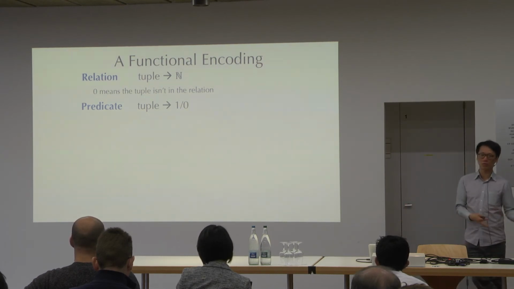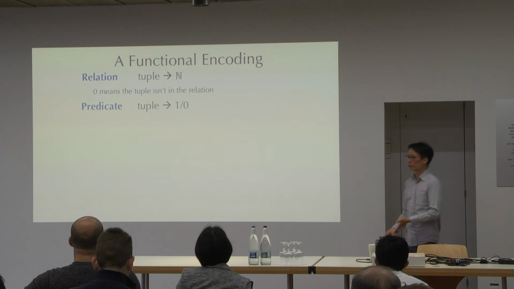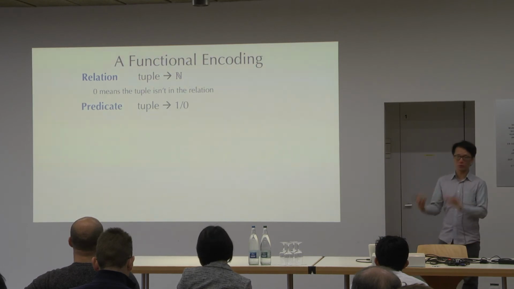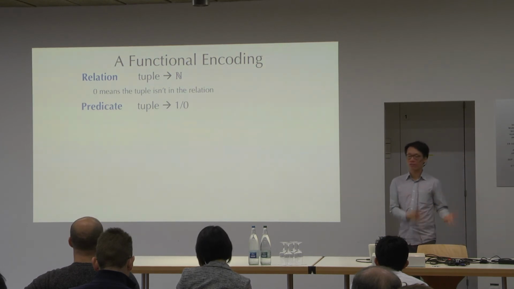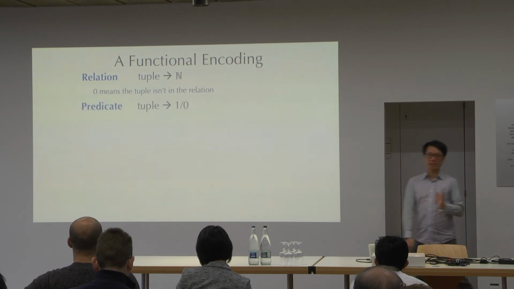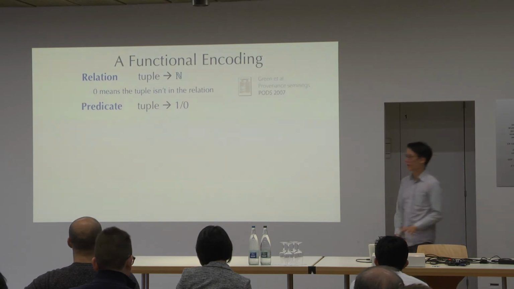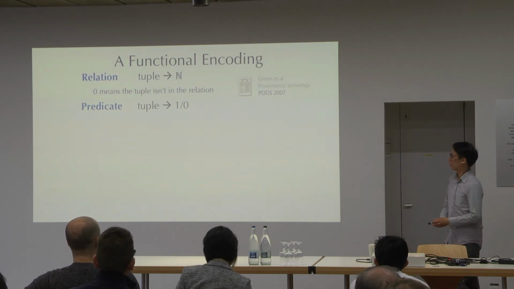It returns either 0 or 1. If a given tuple actually passes the predicate, then it's going to return 1. On the other hand, if not, then it's just going to return 0. So this smart idea actually didn't come from us. It actually came from a bunch of guys back in 2007, right? So this is the way that they model relations.